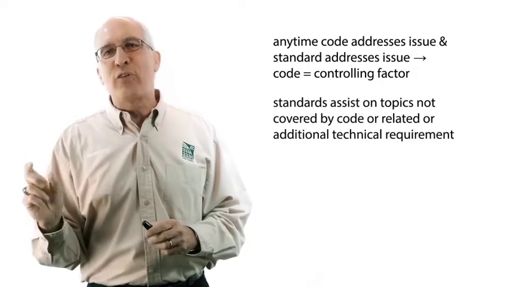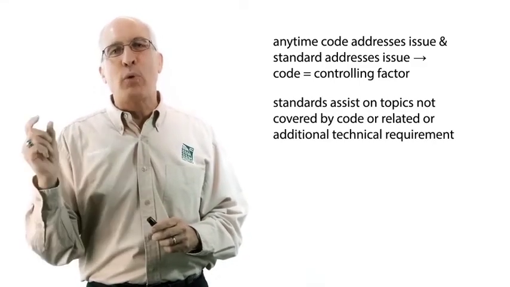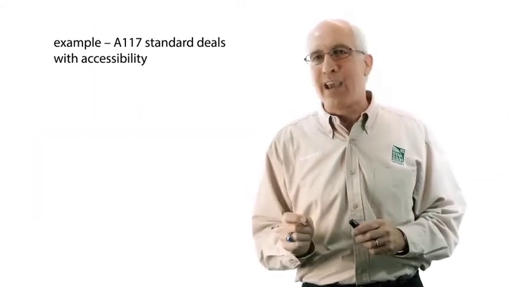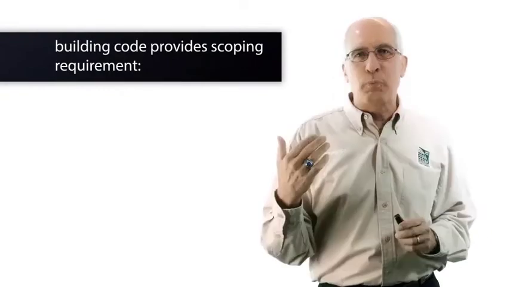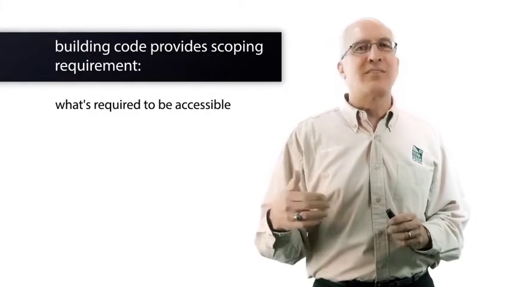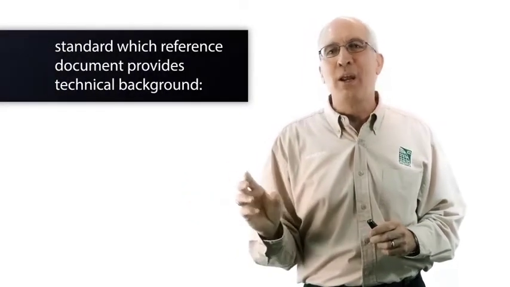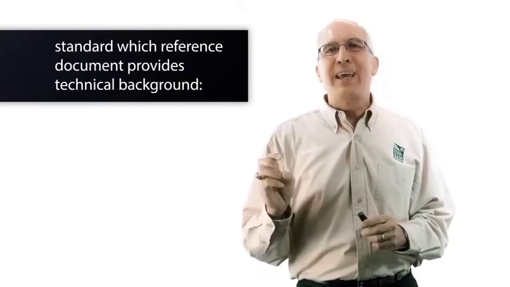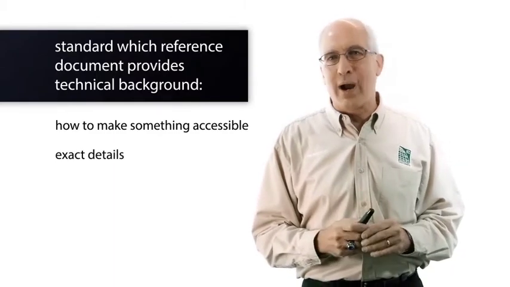So the standards are there to assist us on topics not covered by the code, or related or additional technical requirements. One easy example that I always use is the A117 standard, which deals with accessibility. The building code provides the scoping requirements and will tell you what's required to be accessible, when it's required to be accessible, and how many items. On the other hand, the standard, which is the reference document, provides the technical background. It will tell you how to make something accessible and what the exact details are required to be.